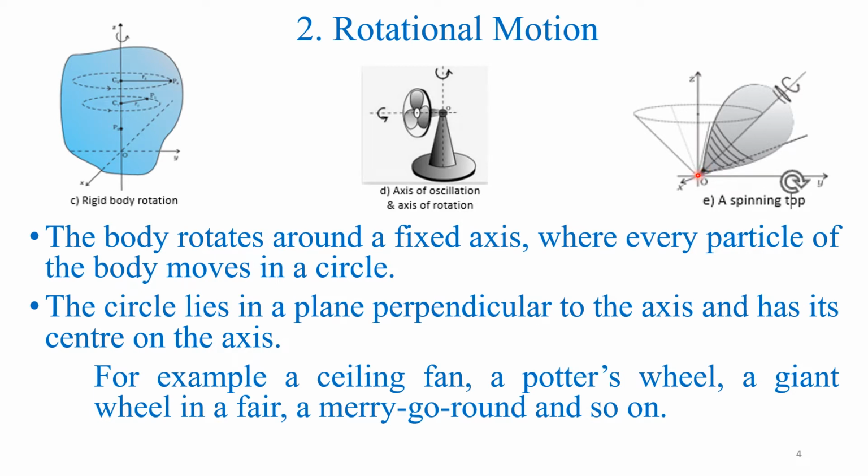We know from our experience that the axis of such a spinning top moves around the vertical through its point of contact with the ground, sweeping out a cone as shown in figure E. The movement of the axis of the top around the vertical is termed precession. Here the top is in precession. Note that the point of contact of the top with the ground is fixed, that is, O is fixed.